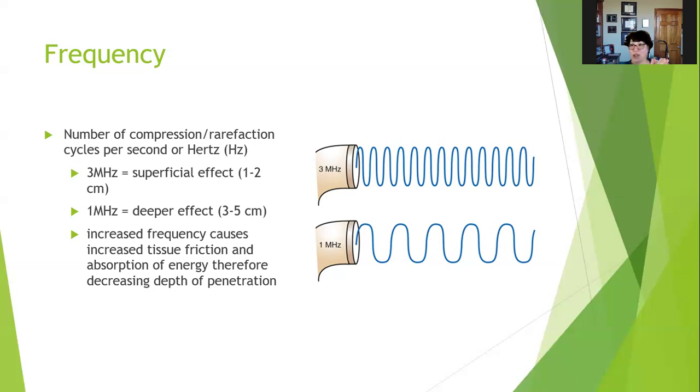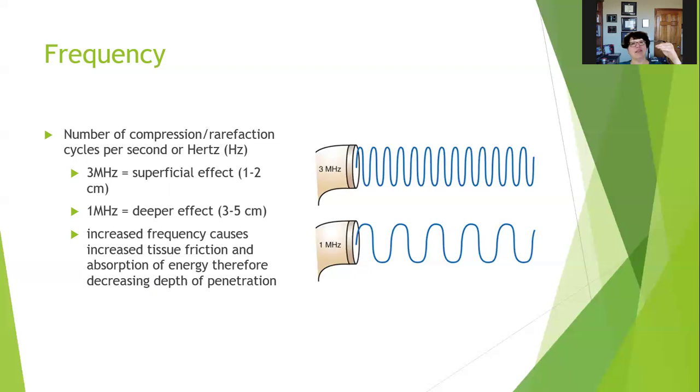1 inch is 2.54 centimeters. So a 3 megahertz frequency penetrates about an inch. That's helpful to you. 1 megahertz frequency has a deeper effect. So lower frequency, deeper effect. Frequency and effect are inversely proportionate. And that's about 3 to 5 centimeters, which is about 1.5 to 2 inches. So think about where the tissues are in your body and what it's going to affect.